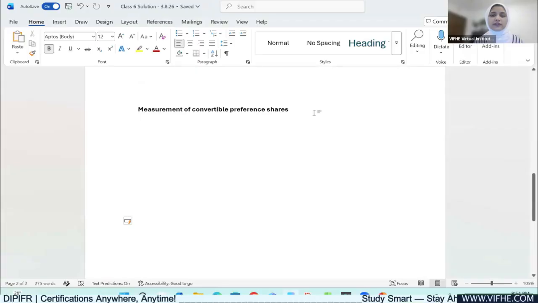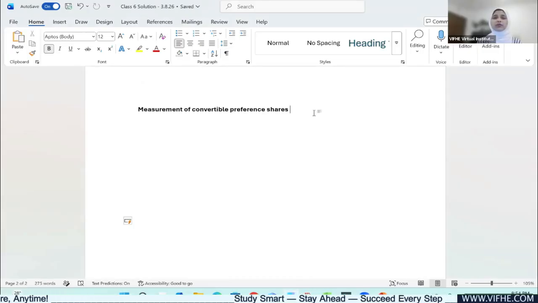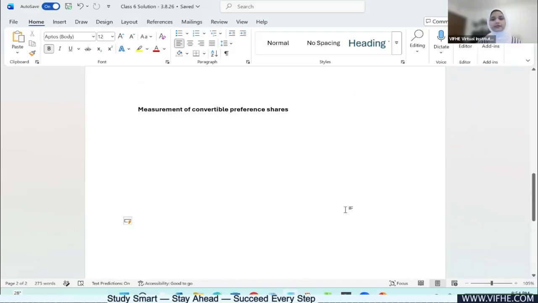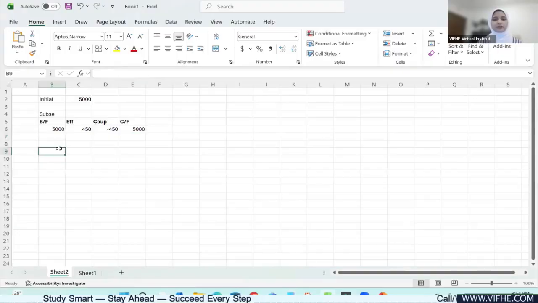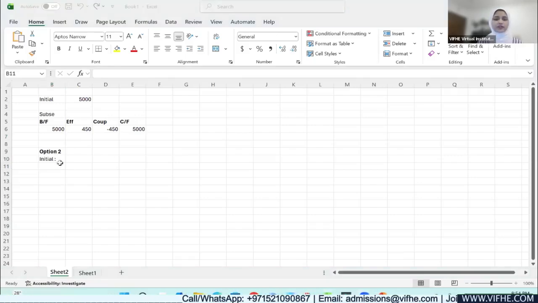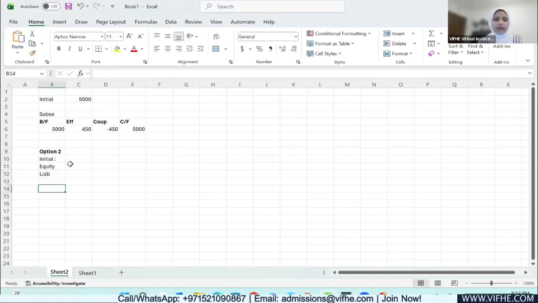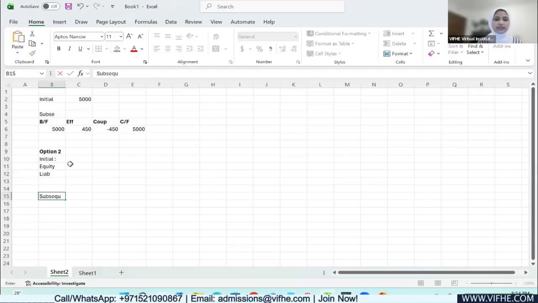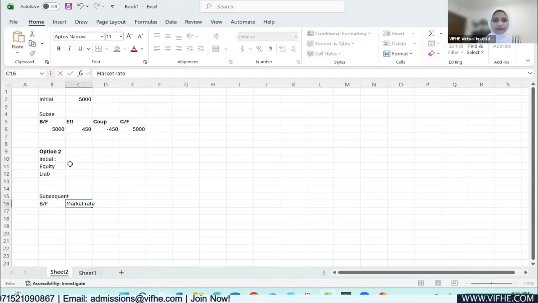So convertible preference shares, if you have already identified it is a convertible bond, can you all tell me initially, for a convertible bond, what are the two elements or two components? If I have to show you on Excel for my option 2, initial measurement is going to have two things. What are the two things? Can you all put in the chat box quickly? Equity and liability. Yes, you have to measure your equity and liability both. And subsequently, for the liability, there'll be a change. You'll have brought forward, you will have market rate, you will have the coupon, it will drop because of the coupon rate, and then you will have carry forward.